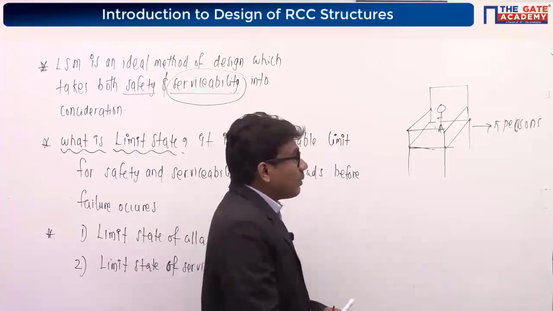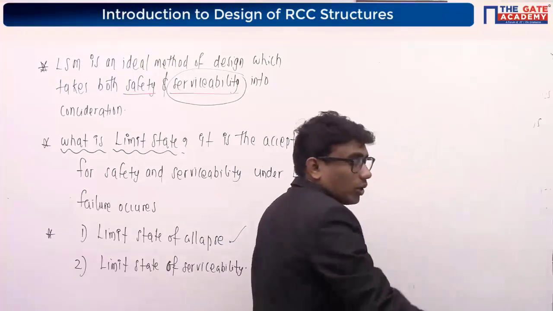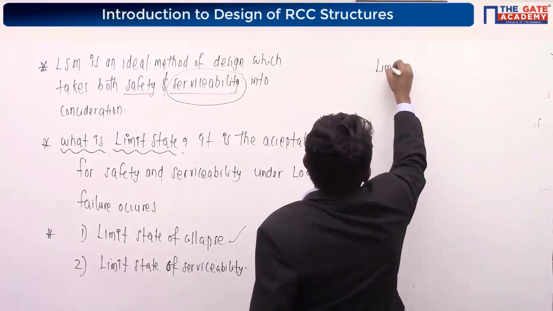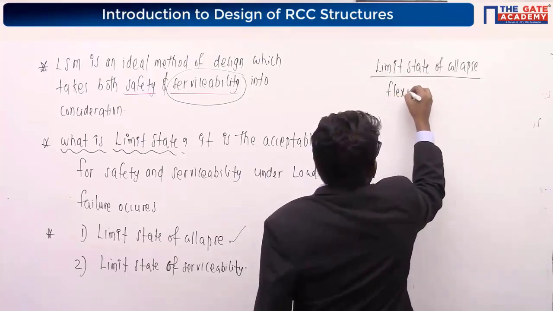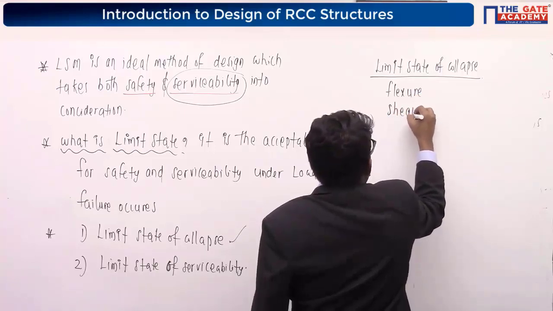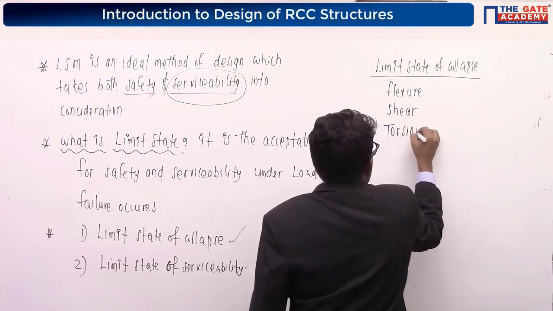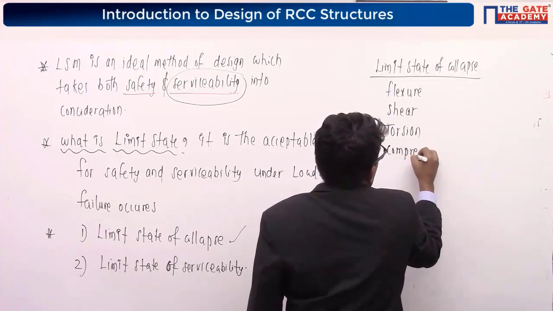When we talk about the actual structure, the limit state of collapse deals with flexure, that is bending, shear, torsion, compression, etc.